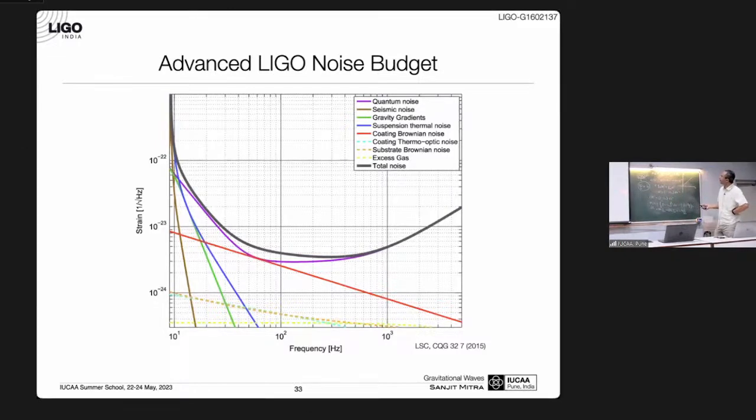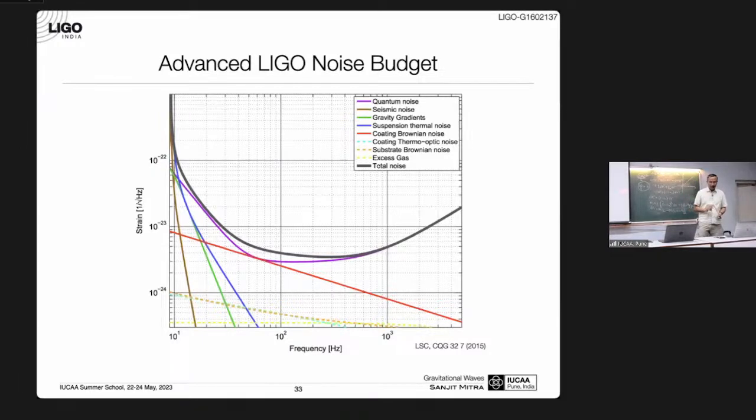Okay, what else? Suspension thermal noise. This is somewhere coming here. This is basically the noise when the mirrors are, I will show you the picture, hung by strings of glass. So the 40 kilo mirror is actually hung by a glass string, because if you match the material, then the quality factor is high.